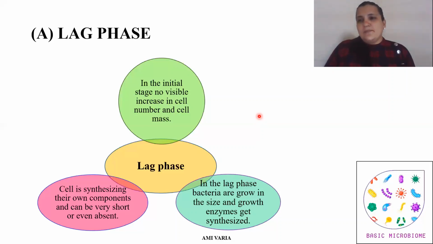Another parameter which affects the lag phase is the composition of the culture medium in which we are inoculating the culture. If that composition of culture medium is different from the previous culture, then the bacteria take more time for their growth.